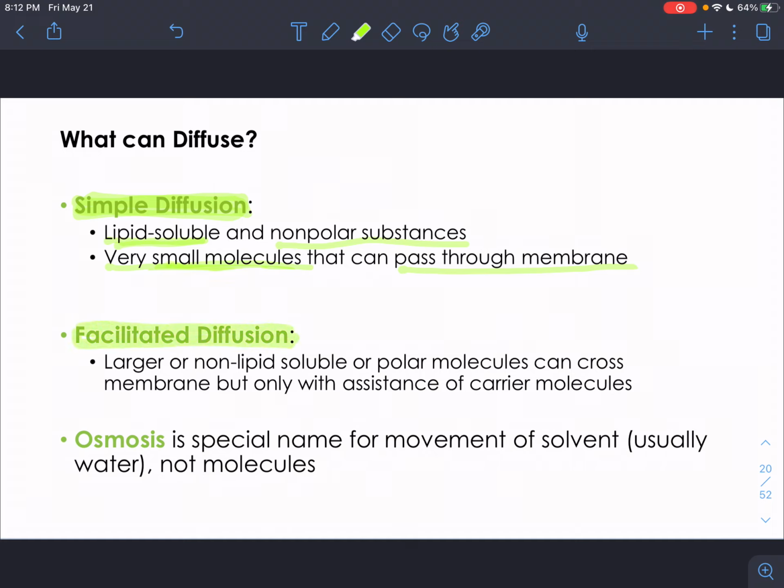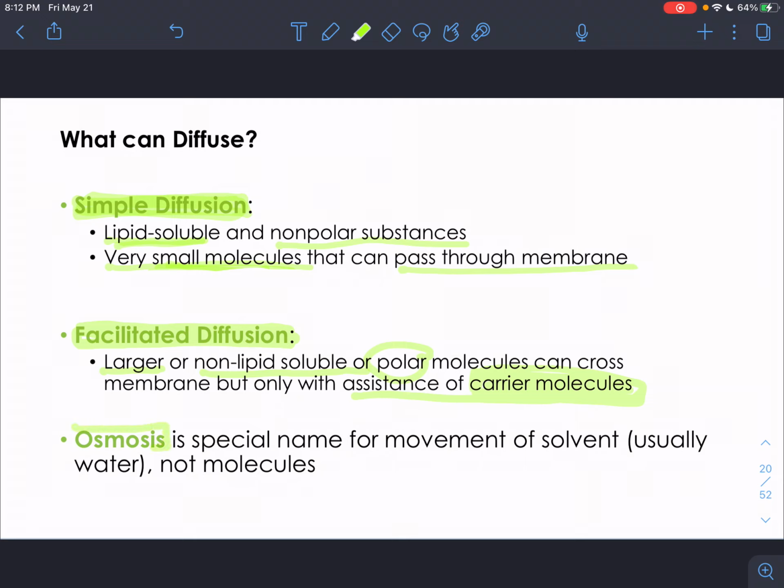Facilitated diffusion is for larger or non-lipid soluble, which is polar, molecules. So those things can't just go through the membrane on their own, because if they're polar, they can't get through that lipid tail hydrophobic region, because that's non-polar and doesn't mix very well. So they need some sort of carrier molecule, some sort of protein carrier or channel that allows them through.